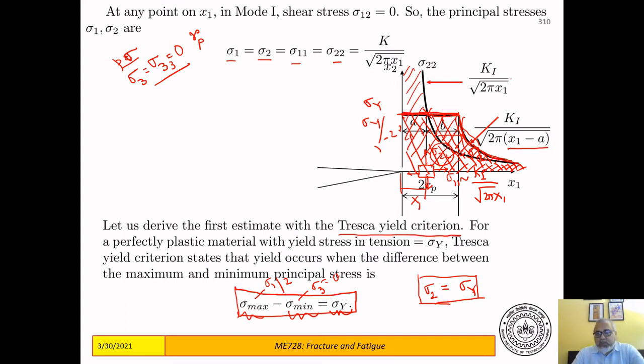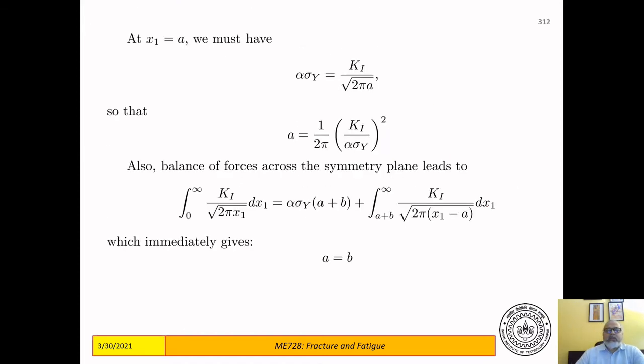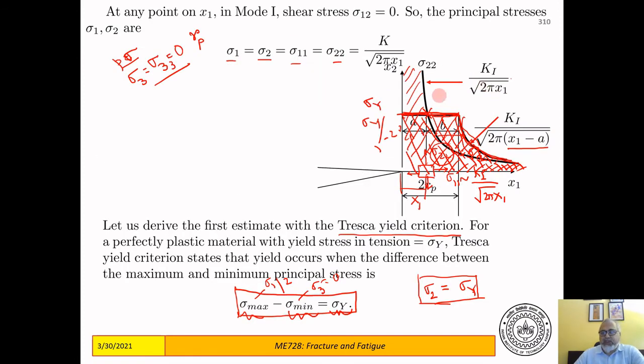Now, at x equal to A, we must have alpha sigma y, where alpha equals 1 for plane stress and 1 by 1 minus 2 nu for plane strain. That has to be equal to K1 by root 2 pi a. So A is the point here at which this truncated curve cuts the linear elastic solution.